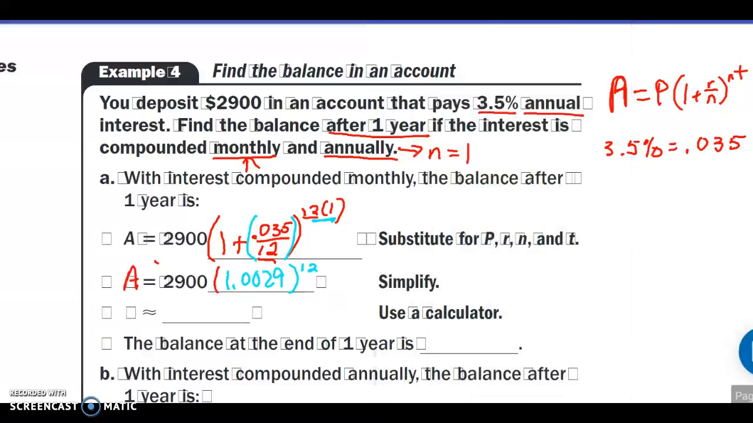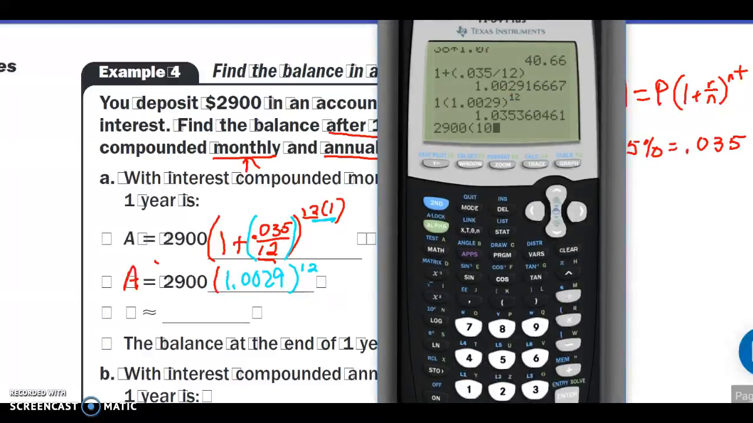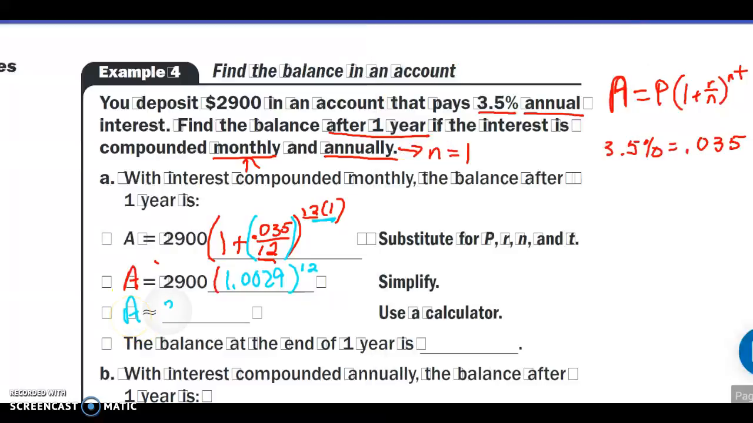So 2,900 times 1.0029, here we go, to the 12th power. This is better. Maybe you're keeping up with me since I'm doing this so slowly. So we'd have $3,002.54. So we've made a little bit more than $100, and that's being compounded monthly.